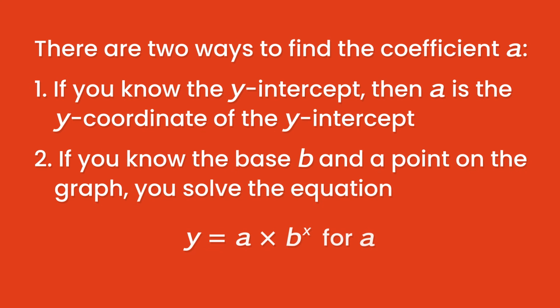There are two ways to find the coefficient a. 1. If you know the y-intercept, then a is the y-coordinate of the y-intercept. 2. If you know the base b and a point on the graph, you solve the equation y equals a times b to the power of x for a.